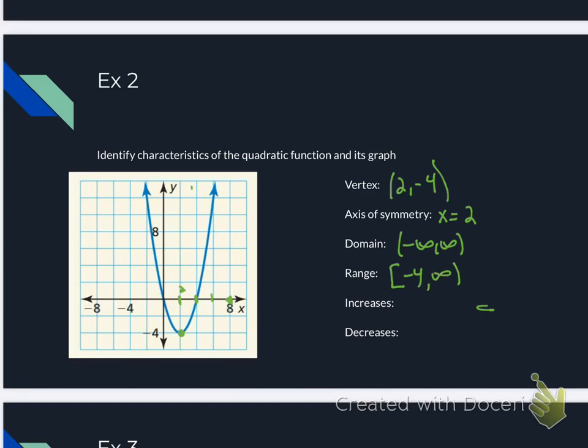Okay, and then now we have to see where it increases and decreases. So starting from left to right, we see it's going down, so it's decreasing from negative infinity to my vertex. My vertex is at 2, so negative infinity to 2. Then at 2 to infinity, it is increasing.